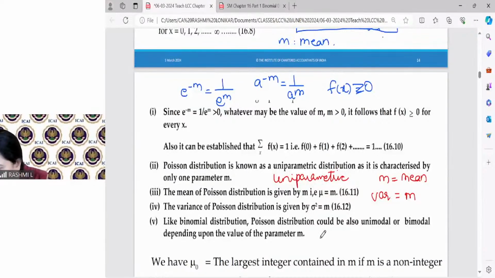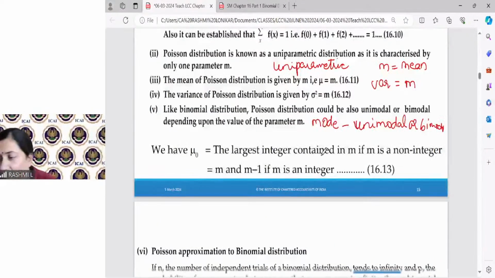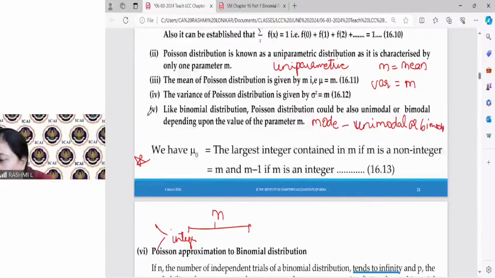Now for the mode, what happens? The mode can be unimodal or bimodal, the same thing we did last time. It is the largest integer contained in m if m is a non-integer, and m and m minus 1 if m is an integer. So the same thing: I will see m. If it is an integer, what will the parameter be?